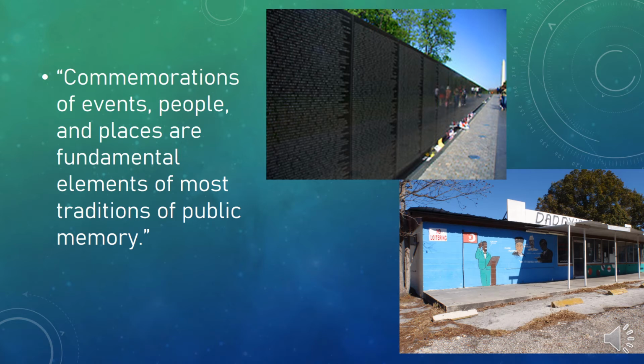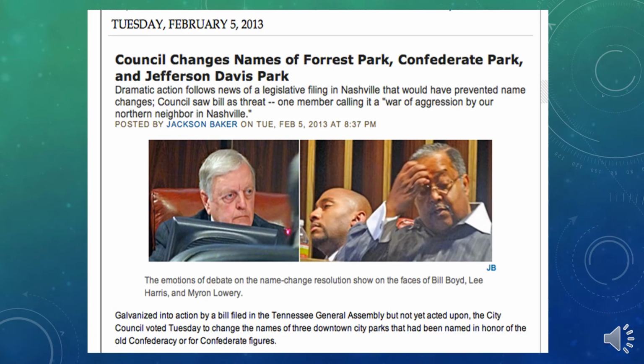Commemorations of events, people, and places are fundamental elements of most traditions of public memory. Commemoration, and how it is done, is extremely important in keeping the event in the public memory. Events like wars and people like MLK Jr., who make a huge impact on society, are traditionally commemorated. The names of public areas and streets and the like can be used to represent something that has cultural significance.